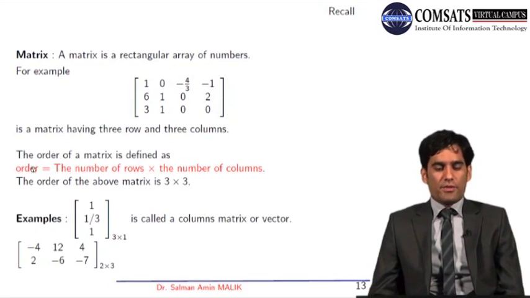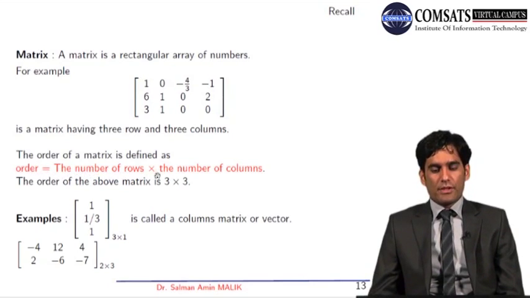The order of a matrix is defined as the number of rows times the number of columns, and we read it as: this is a matrix of order 3 by 4. Here we have 4 columns. For example, this is a matrix in which we have 3 rows and 1 column. This is usually known as a vector also. Here is another example of a matrix in which we have 2 rows and 3 columns, so the order of the matrix will be 2 by 3. For this matrix, the order is 3 by 1.